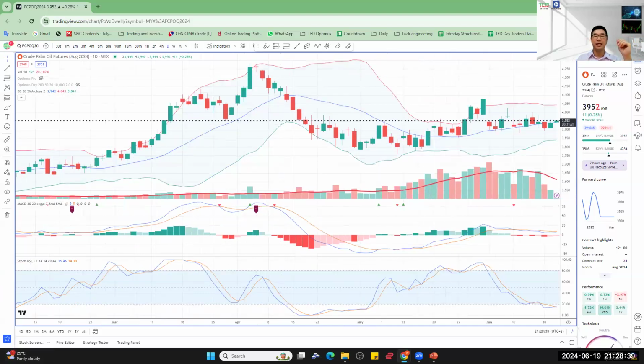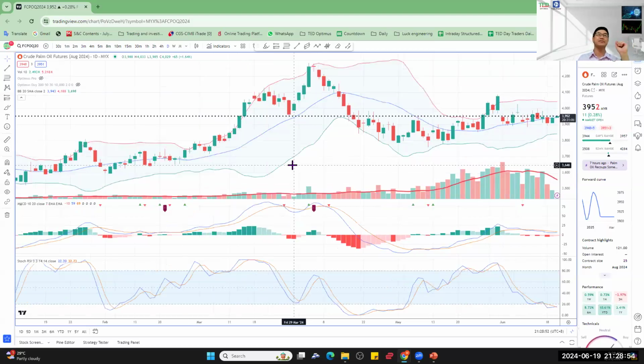For scalping and day trading, what is the time frame to use? What is the longest time frame to use? 15 minutes, 1 hour? Actually, it depends on the type of commodity. For example, a lot of people use 5 minutes for FCPO. For scalping, people use the 1 minute chart.